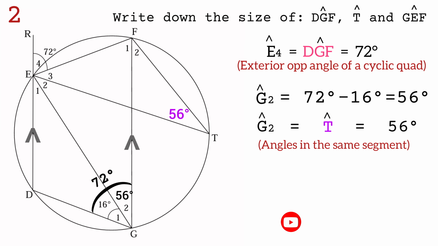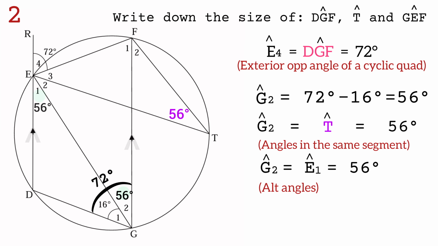These two lines are parallel to each other. As long as these two lines are parallel to each other, then these two angles are alternate angles. Alternate angles are equal, so this angle is equal to this angle. We already know the size of angle G2, so that tells us that we also know the size of angle E1, which is also 56 degrees.